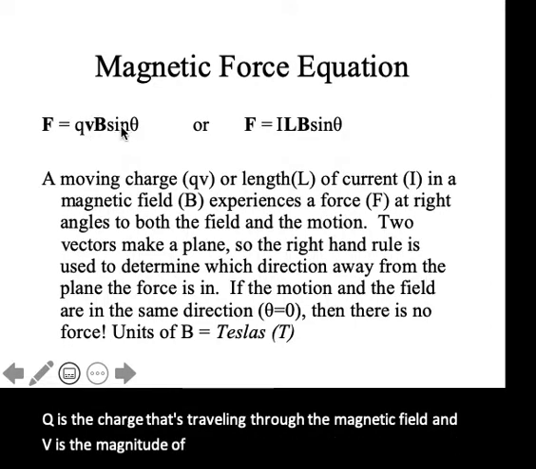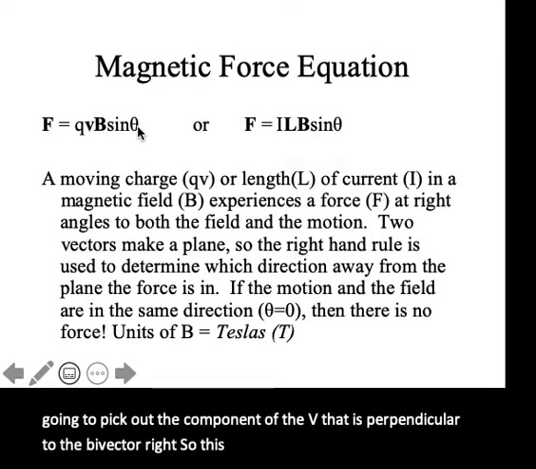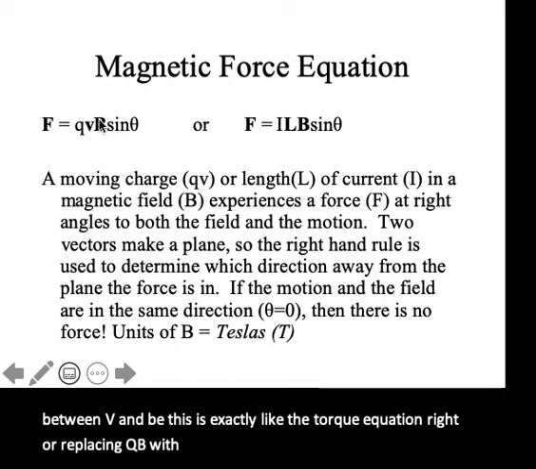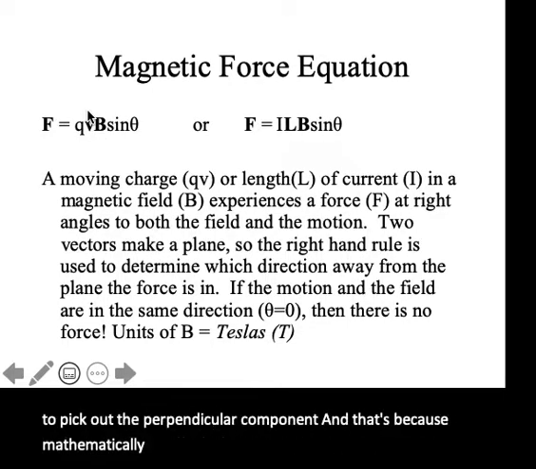And then the sine theta is going to pick out the component of the V that is perpendicular to the B vector, right? So this theta is defined to be the angle between V and B. This is exactly like the torque equation, right? We're replacing QV with R, replacing B with F, and then sine theta to pick out the perpendicular component. And that's because mathematically torque and magnetic forces are both cross products.